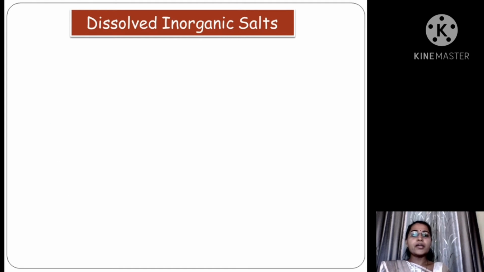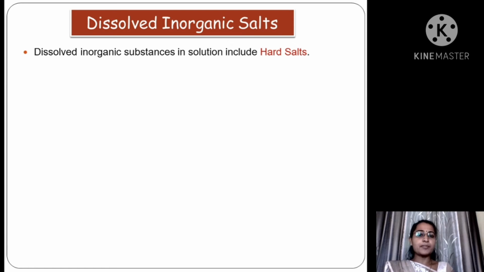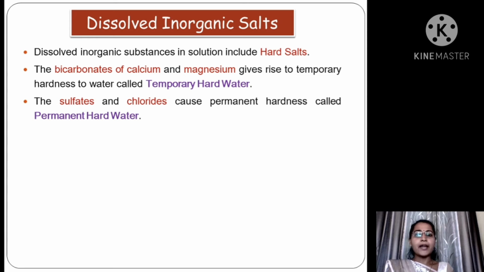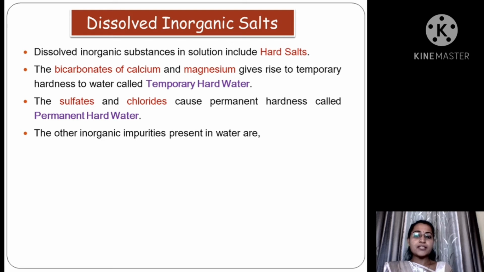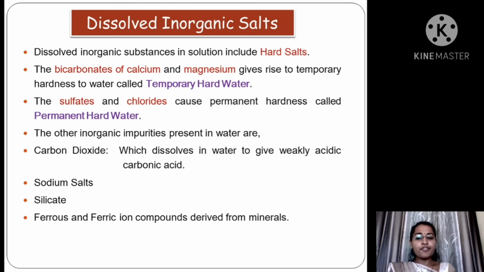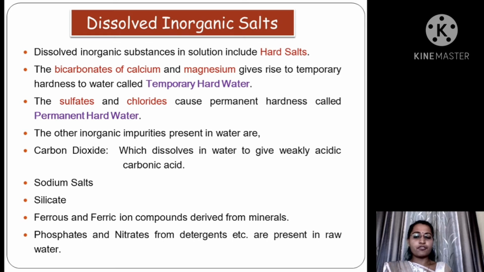Then we go for dissolved inorganic salts. Dissolved inorganic substances in solution include hard salts. The bicarbonates of calcium and magnesium give rise to temporary hardness in water, called temporary hard water, while the sulfates and chlorides cause permanent hardness and are called permanent hard water. The other inorganic impurities present in water are carbon dioxide, sodium salts, silicate, ferrous and ferric ion compounds derived from minerals, and phosphates and nitrates from detergents.